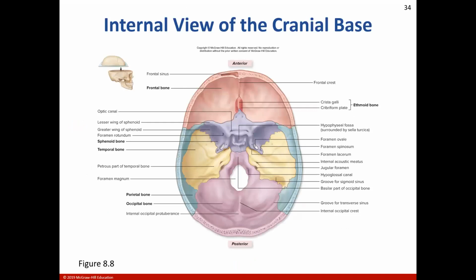So now this is the superior view. If I took the skull cap off and now I'm looking down into the skull, it's like a nut bowl. It looks like a bowl. And you have the anterior fossa, which is the frontal bone, the middle fossa, and the posterior fossa. I won't ask you that.